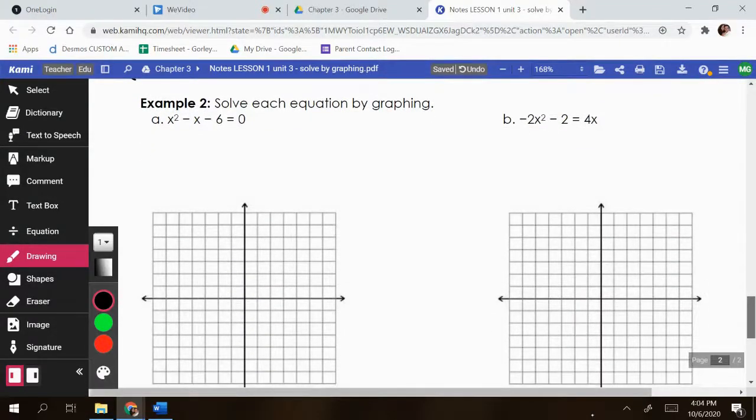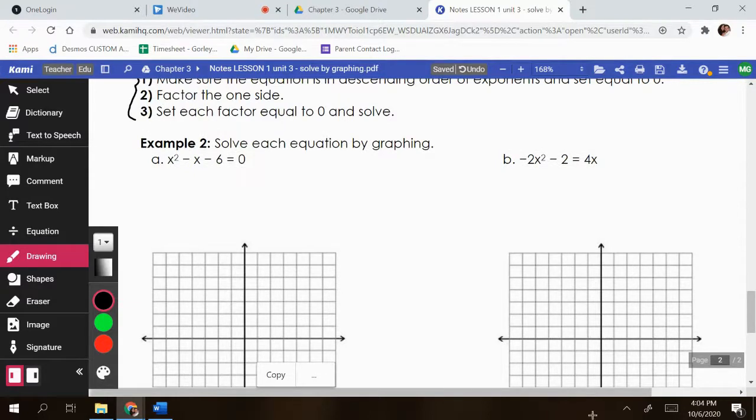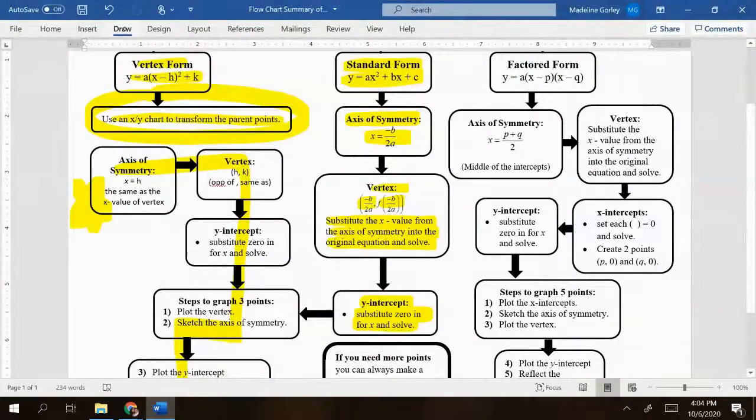So here we're going to solve each equation by graphing. Again, as soon as I see solve each equation, I'm instantly thinking find the x-intercepts. Okay. So let's look at the first one. Part A is written in standard form. So for standard form, let me go ahead and erase all of this stuff. For standard form, let's go through our steps together.